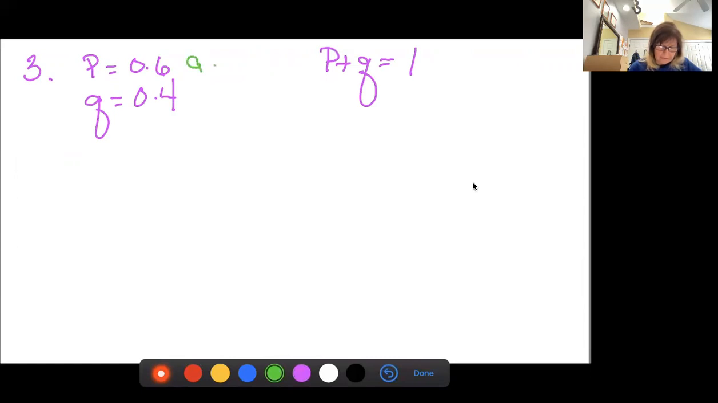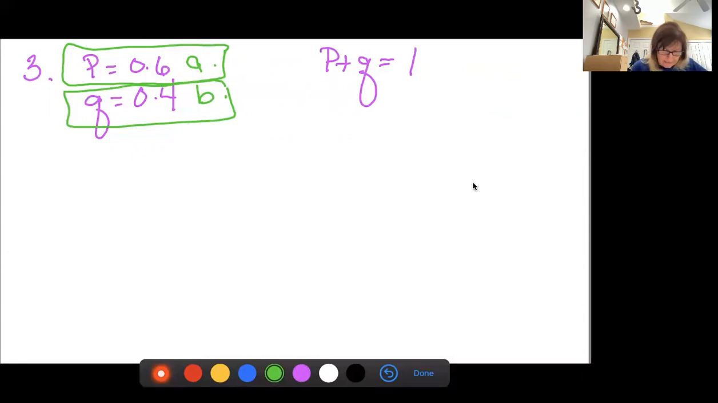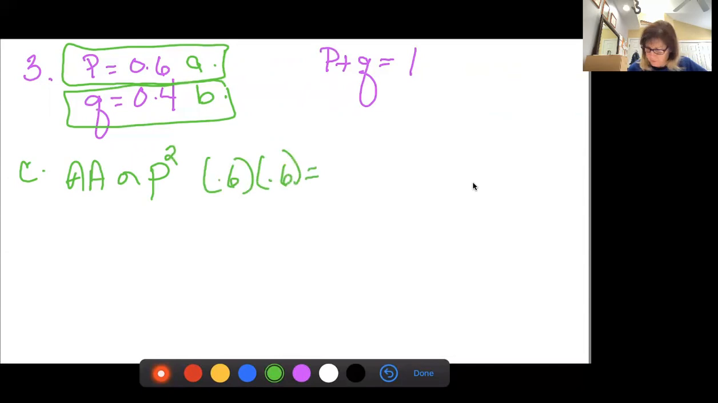That's A, right? That's B. Dominant, recessive. And then C is asking, what's the frequency of the homozygous dominant genotype? So I'm looking for big A, or P squared. So I just have to take P, which is 0.6, and square it. And that's going to be, it should be 36. Decimals always throw me off. 36%.